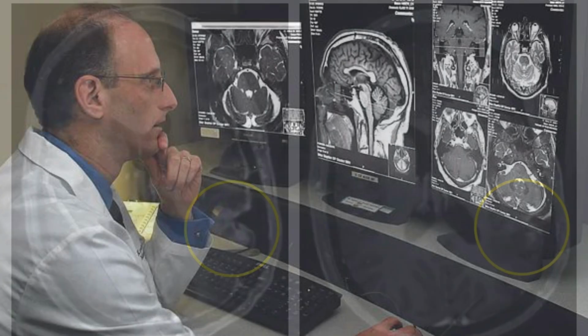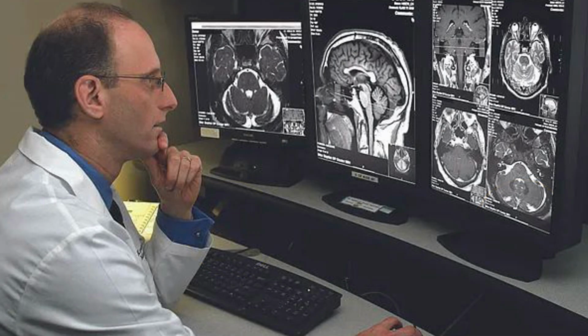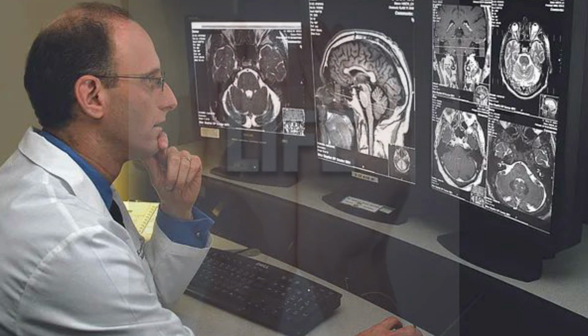In simple terms, modern healthcare cannot function without radiology. It saves time, reduces risk, improves accuracy, and ultimately saves lives.